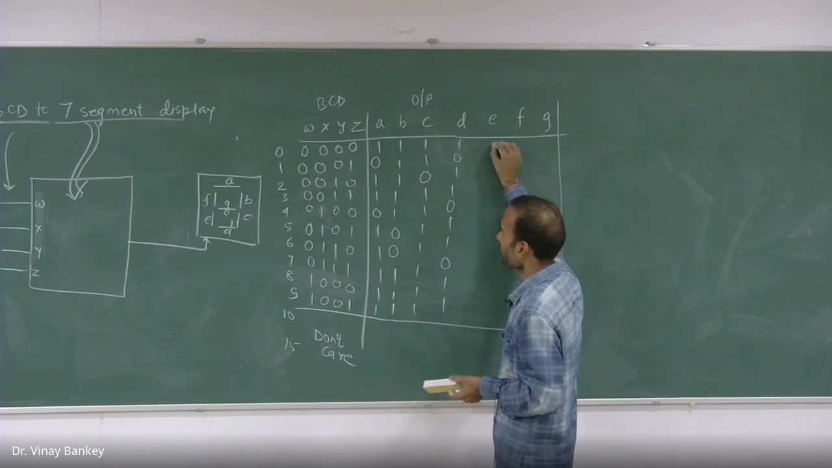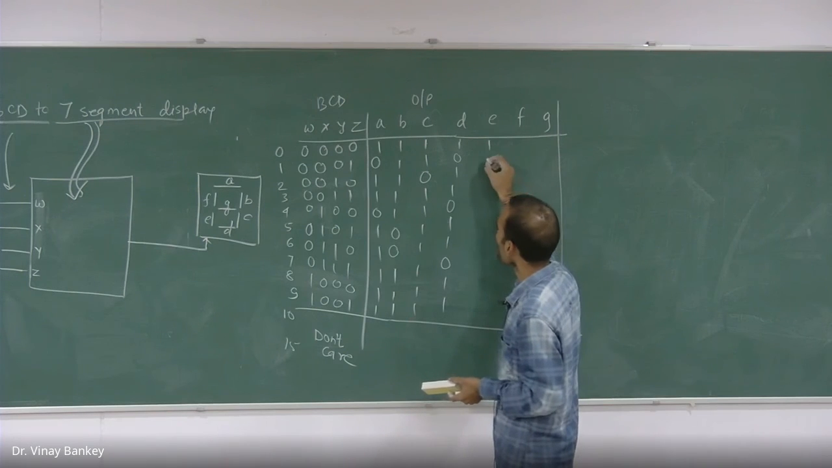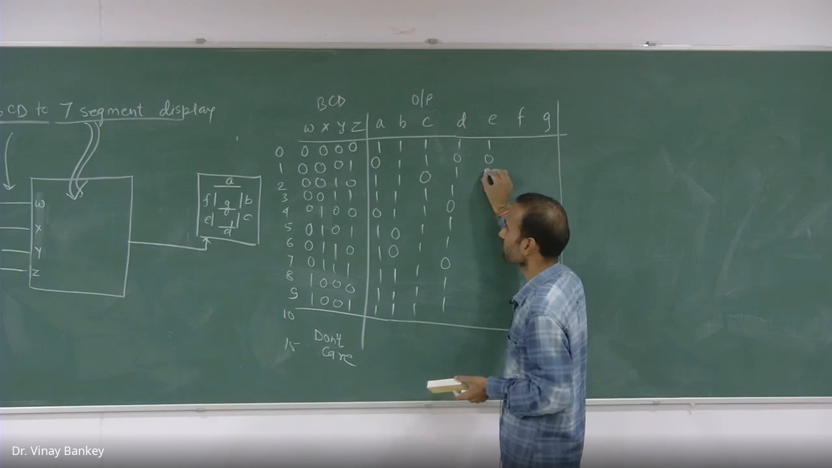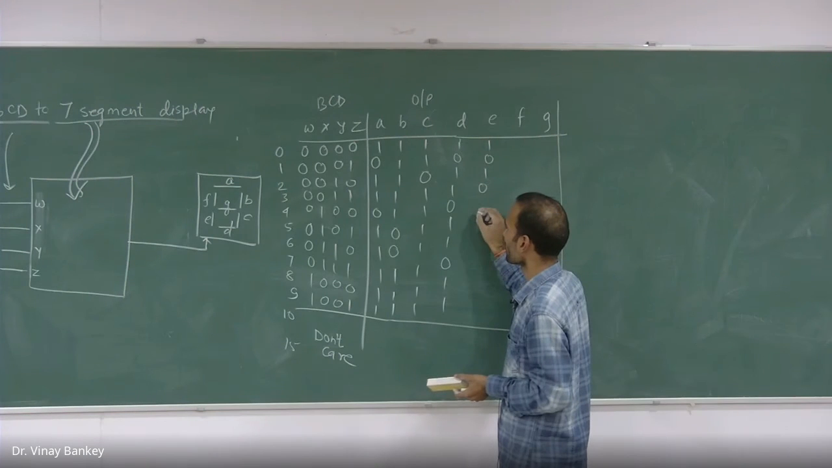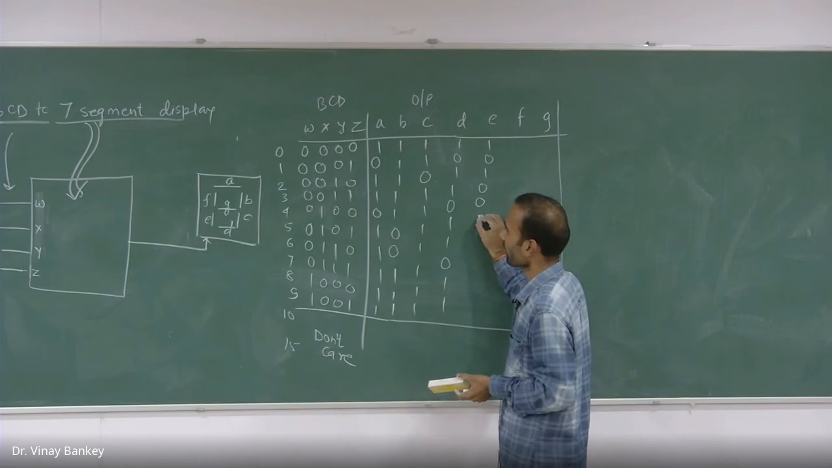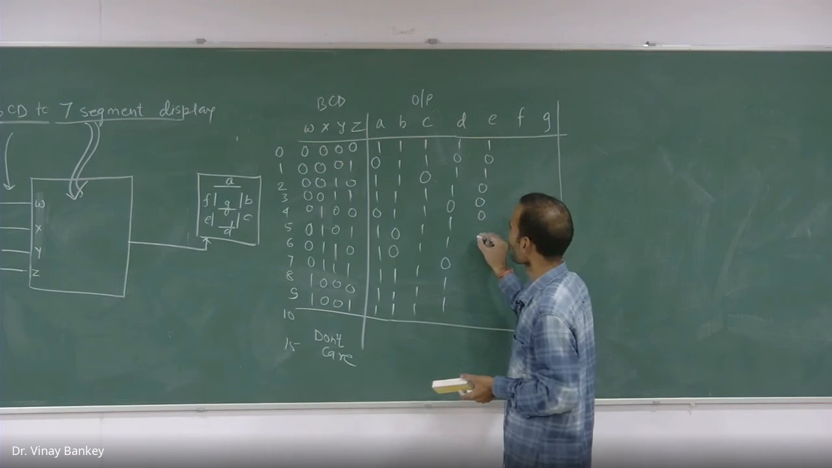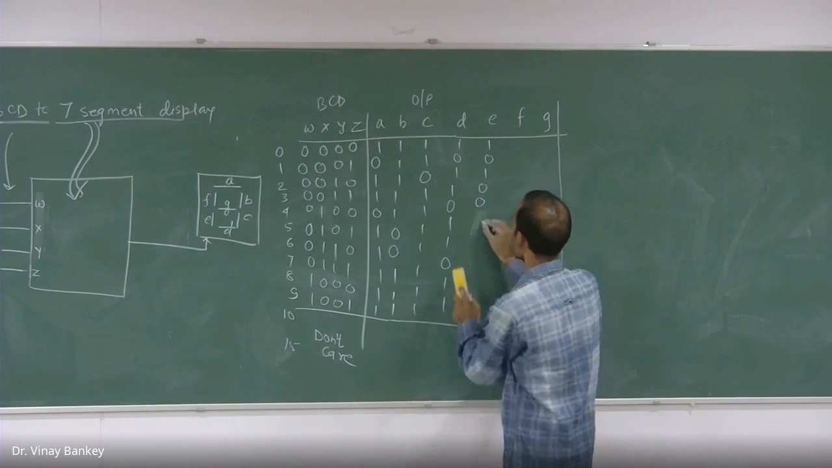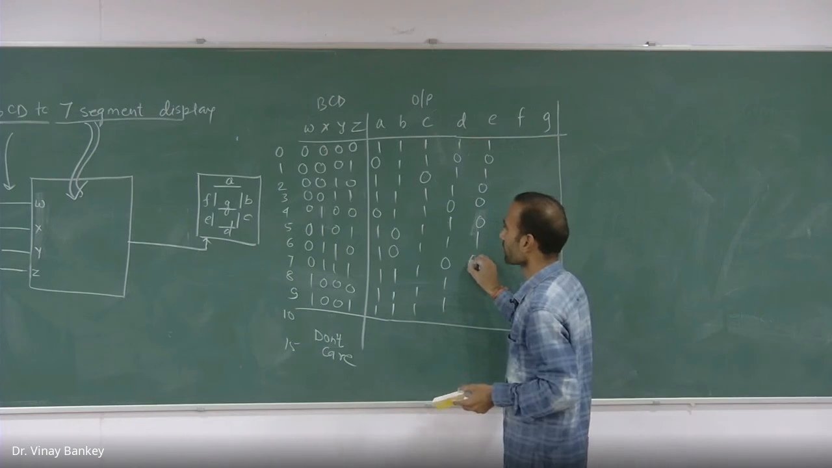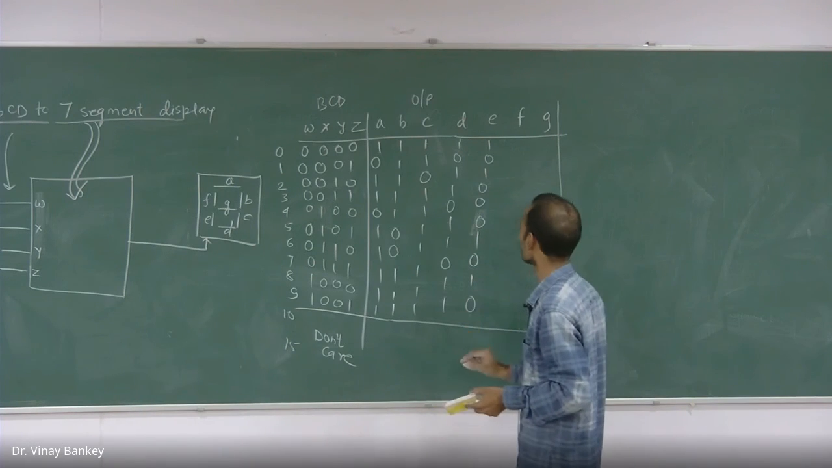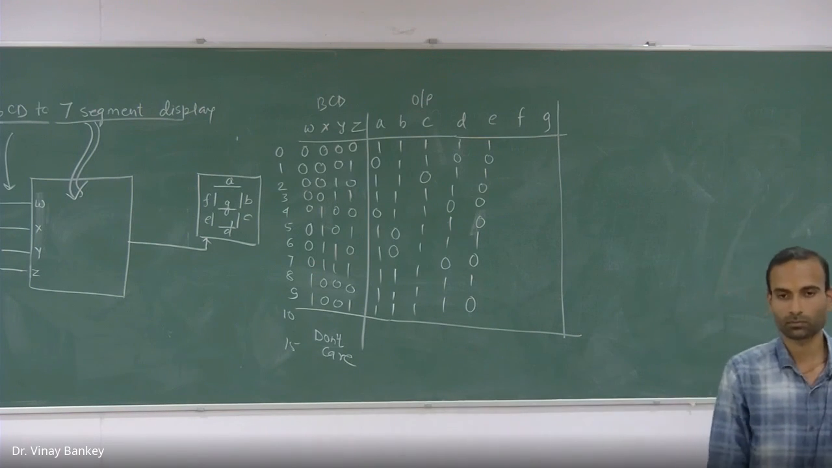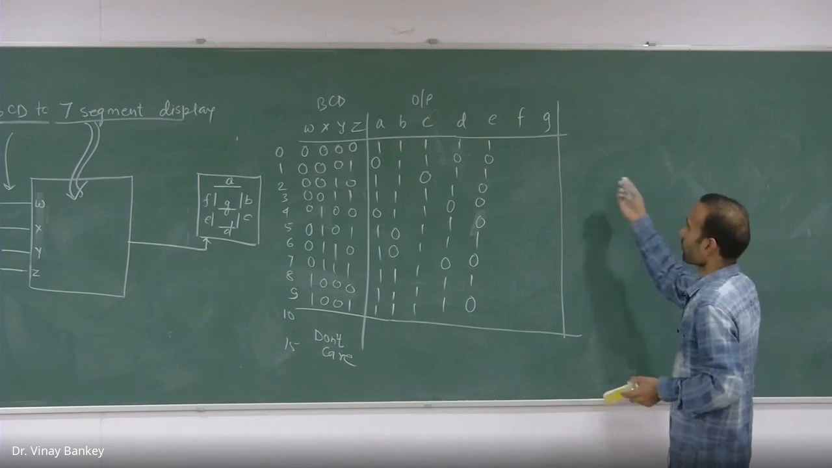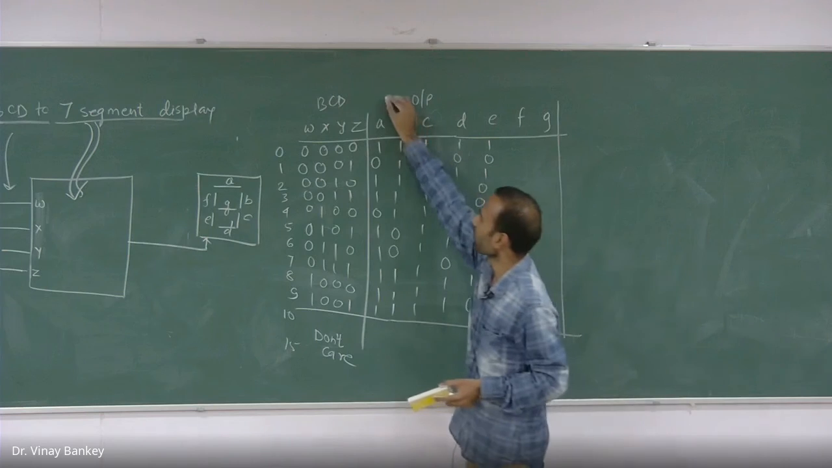So for E, 0, 1, 2, 3, 4, 5, 6, 7, 8, and 9. In the same way, you can fill F and G also. So I will only solve for the first column, that is A.